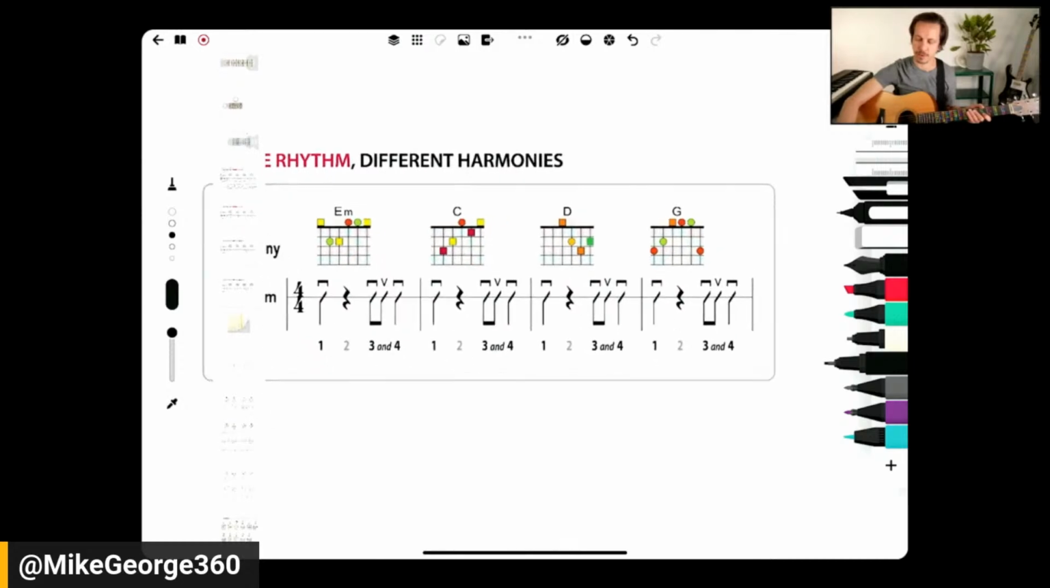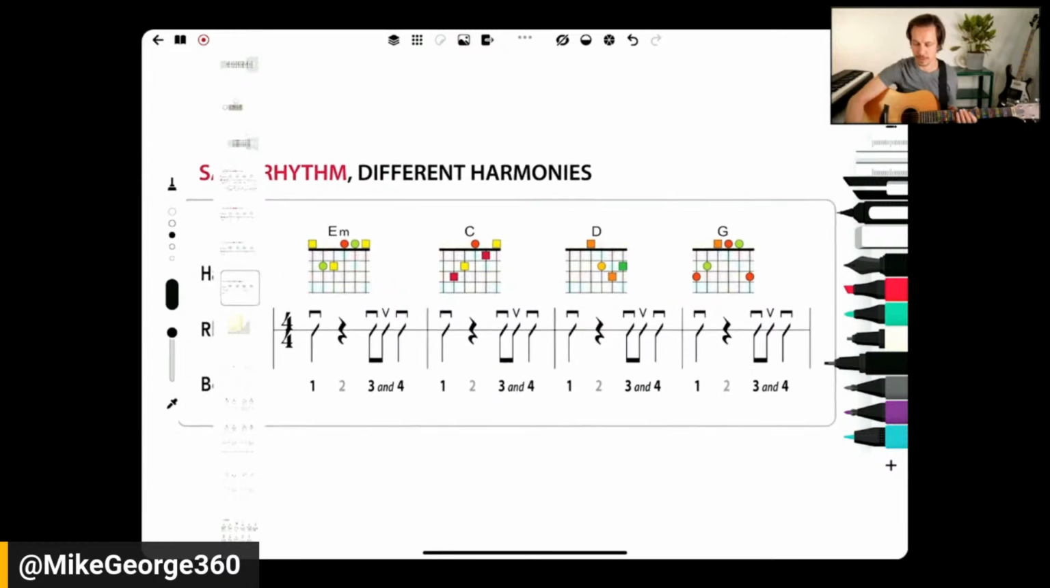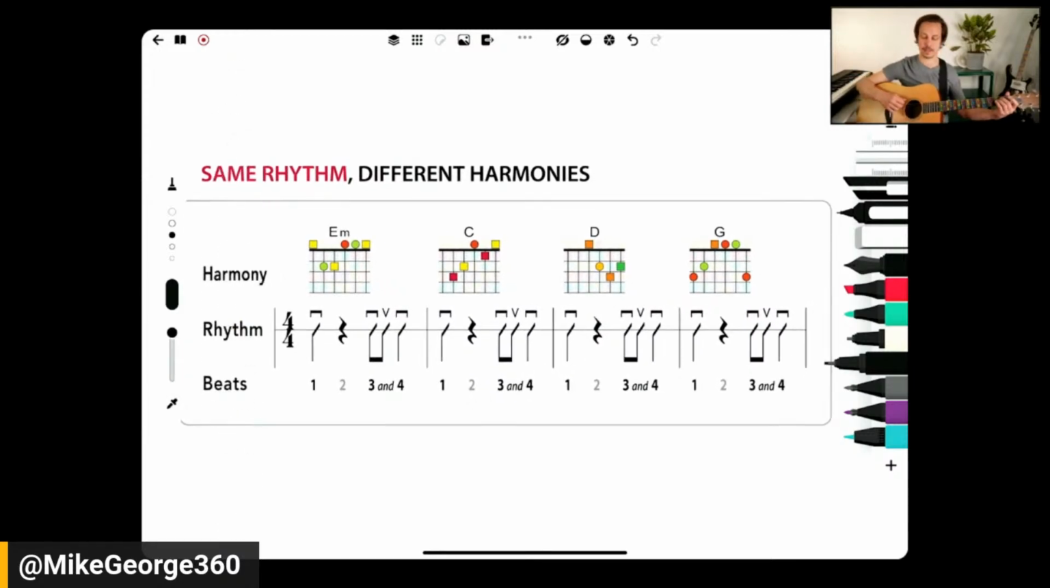We're going to play the same rhythm. So the nice thing is our right hand already has this down. So it's down, down, up, down, down, down, up, down. But the harmony has changed. So our left hand is going to play an E minor. So outside of time, I'm just kind of getting a feel for my left hand. E minor to a C, to a D, to a G.